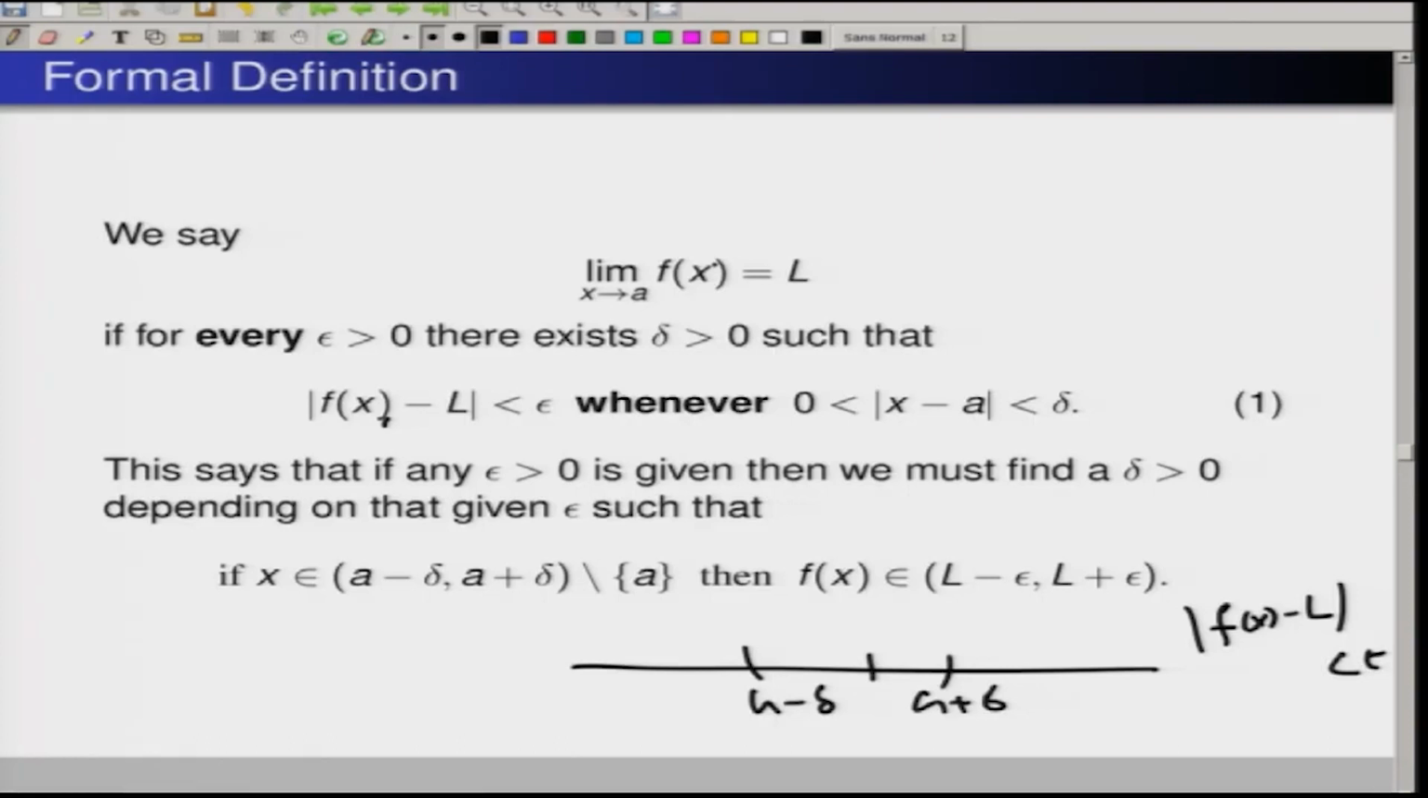So, the epsilon is given to us and our job is to find a delta. If we can find a delta such that the absolute value of f of x minus L is less than the epsilon given to us, then we write that the limit of f of x as x goes to a is equal to L. We will do a more concrete example in the next lecture to understand this concept well.